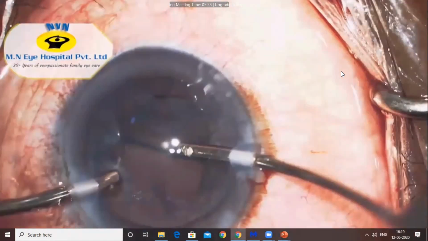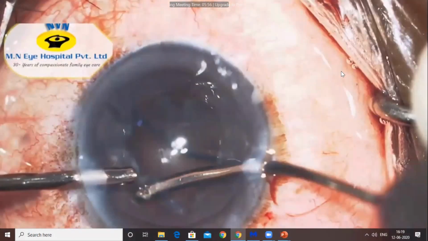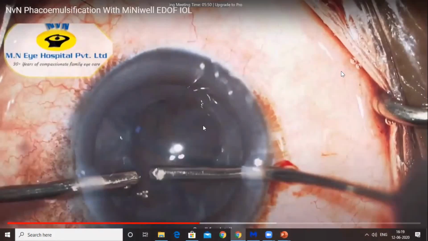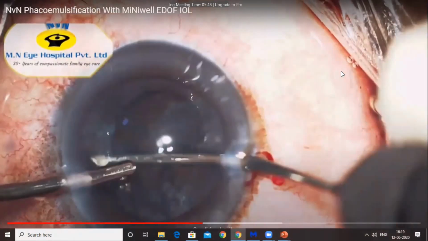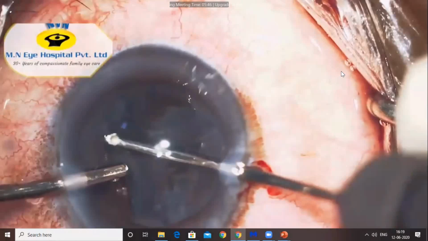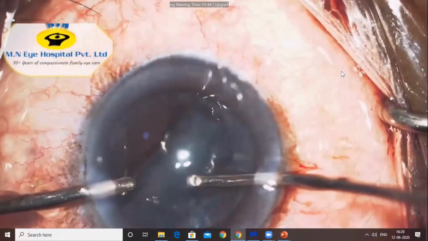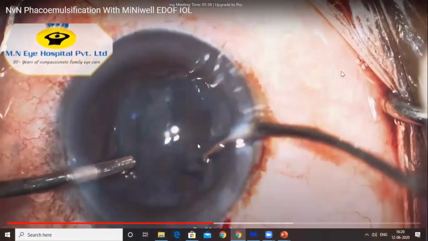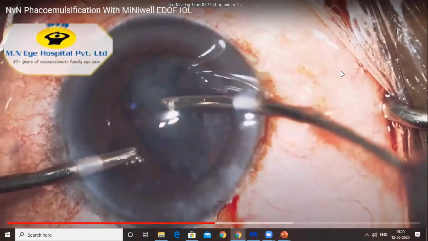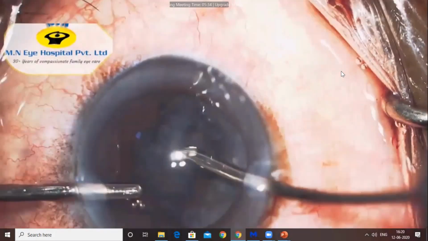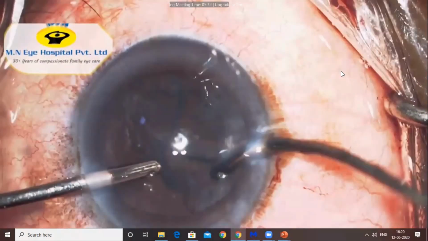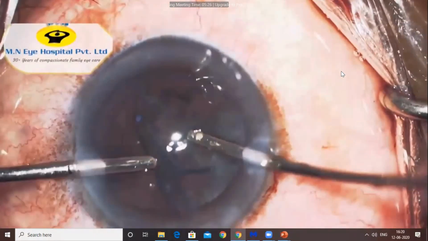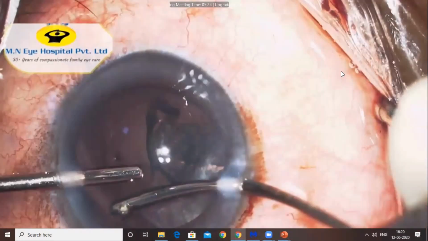Bimanual irrigation aspiration is then initiated for the removal of the cortical fibers. Such cases usually have the nuclear sheath, so we can remove the anterior cortical fibers and then aspirate so that the nuclear sheath comes out along with it. The removal of the cortical fibers should be done in a circular fashion.